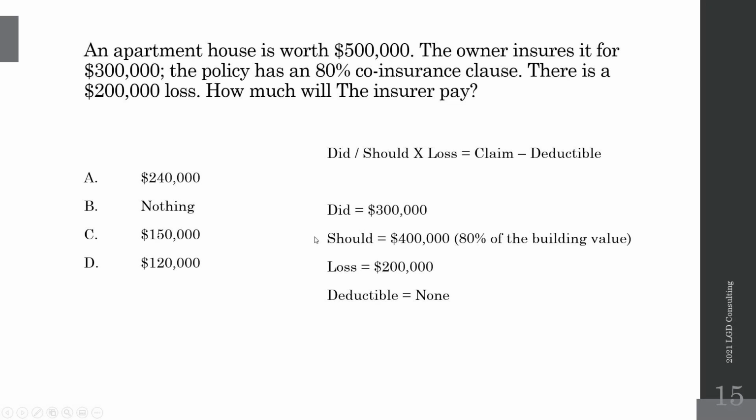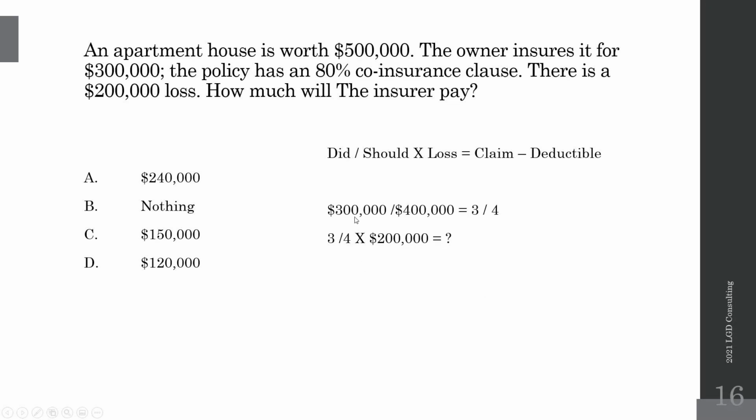Now, this is the most common mistake people make, they actually put the value of the building under the should category, and that would be wrong because the insurance company says there's an 80% requirement. So you should carry at least 80% of coverage in relationship to the value of the building. So 80% of the 500 is 400. So that's how much you should have carried. So you bought 300, you should have had 400,000. The loss is 200,000. That's a given in the question, and there is no deductible. Sometimes it will give you like a $1,000 deductible, but if not, just know that there's no deductible.